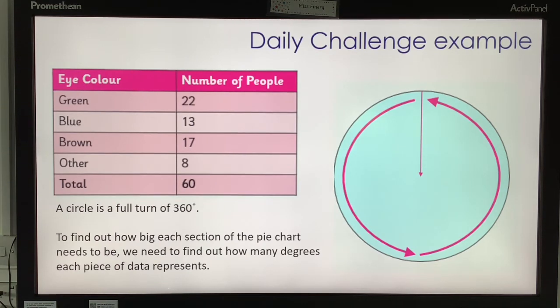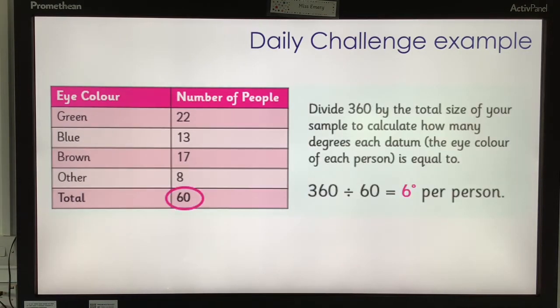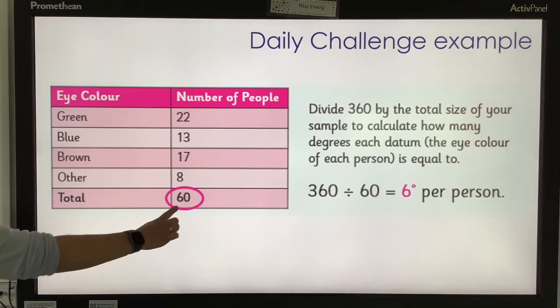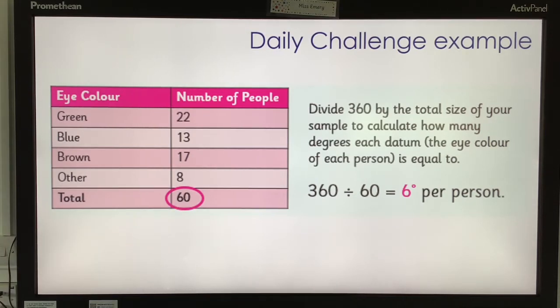So remember, a circle has a full turn of 360 degrees. To find out how big each section of the pie chart needs to be, we need to find out how many degrees each piece of data represents. Now, we need to divide 360, because that's our total number of degrees in a full turn, by the total size of our sample. So we had 60 people. So we do 360 degrees divided by our 60 people means that each person is represented by 6 degrees.